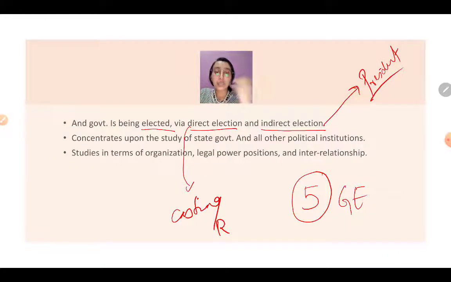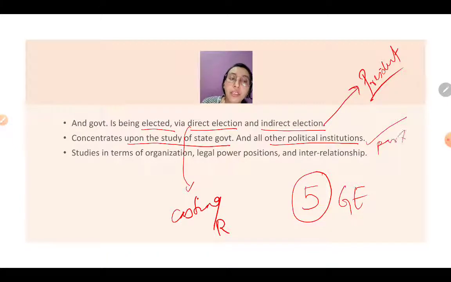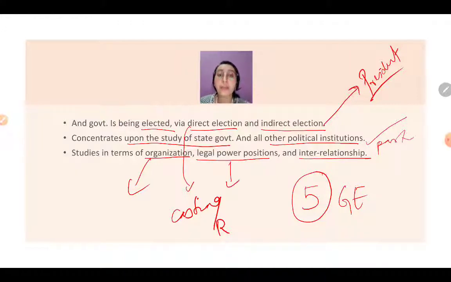So traditional political science used to concentrate upon the study of the state, government, and all the political institutions. It's not just the state and the government. We are always talking about the state and government, but in addition there are different political institutions, and different parties are also there. It studies them in terms of organization, legal power, position and interrelationship. There are certain organizations to be followed in a particular country. At that period of time in Greece also there were certain organizations, and legal power, with the judiciary also there, and interrelationship between these organizations.